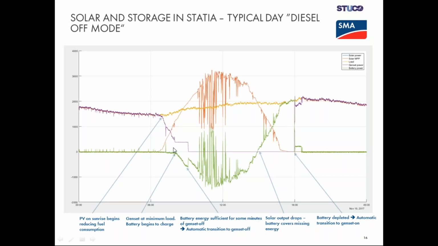At this time, there is excess energy and the battery is charged. This goes on until around 9 a.m. when the battery has enough energy to hold the system for 30 minutes on its own. And there comes the magic transition from diesel on to diesel off mode. So we're switching it off.